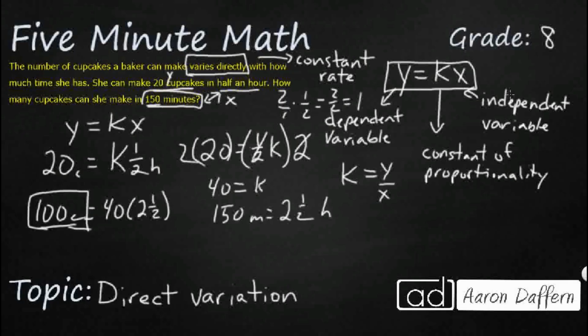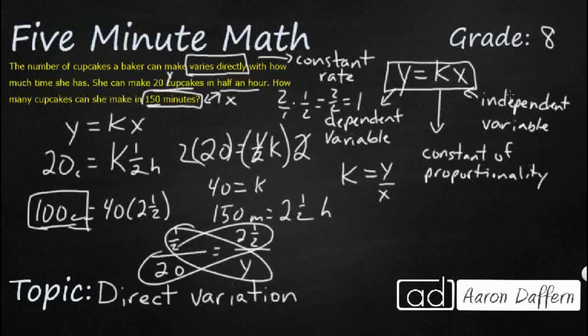Also, we could make a proportion if we want to, right? We can say half an hour for 20 cupcakes. You'd still have to get this 150 into 2.5. And you can figure that out right there. And if you do cross multiplication, you're going to get the same answer of 100.